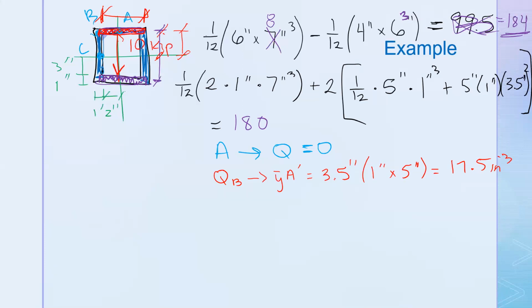Okay, so here we have the 17.5 inches cubed. And then when we calculate Q, we have the 10 kip for V. We have 17.5 inches cubed. We have 180 inches to the 4th for I. And then we divide by 2 because this shear force is being transferred at 2 different locations, at point B and then the mirror image of point B on the other side. And that should give us 0.487 kips per inch.